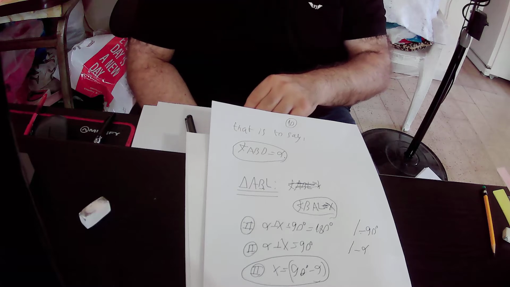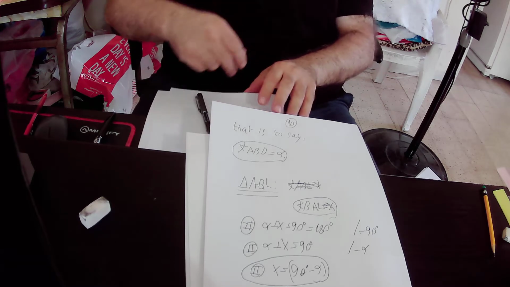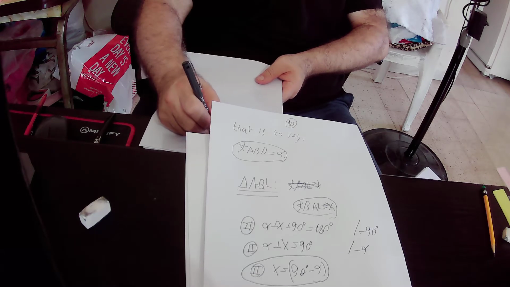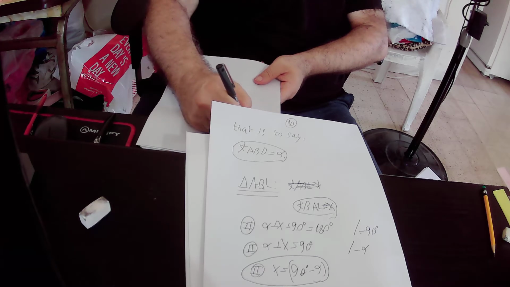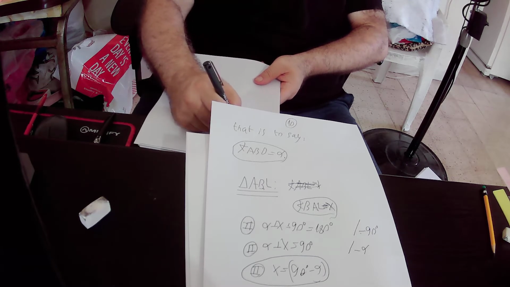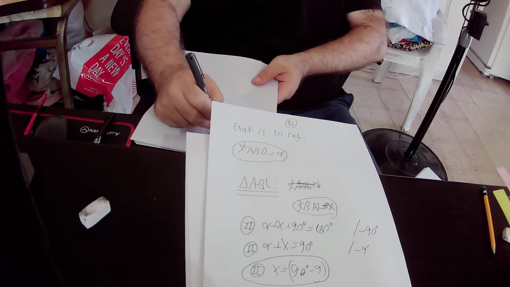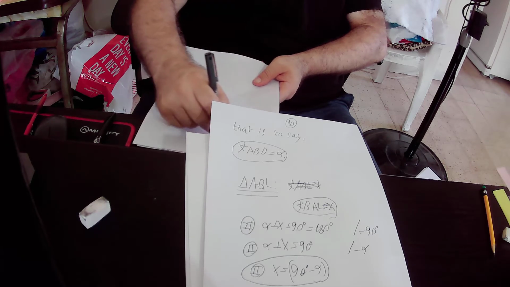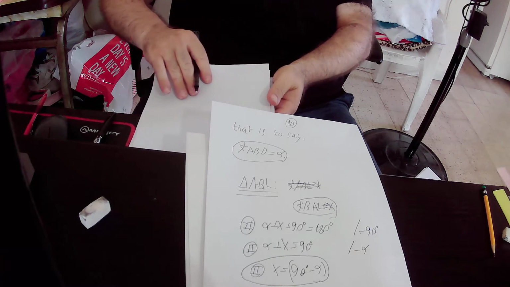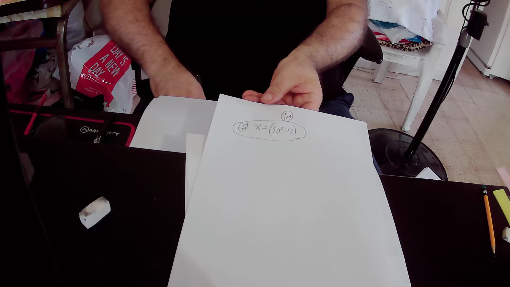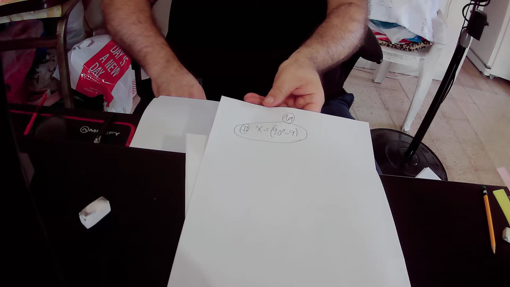Okay, so I'll write it again. Equation number 2 states that angle x equals 90 degrees minus alpha. Again, equation number 2 states that angle x equals 90 degrees minus alpha.